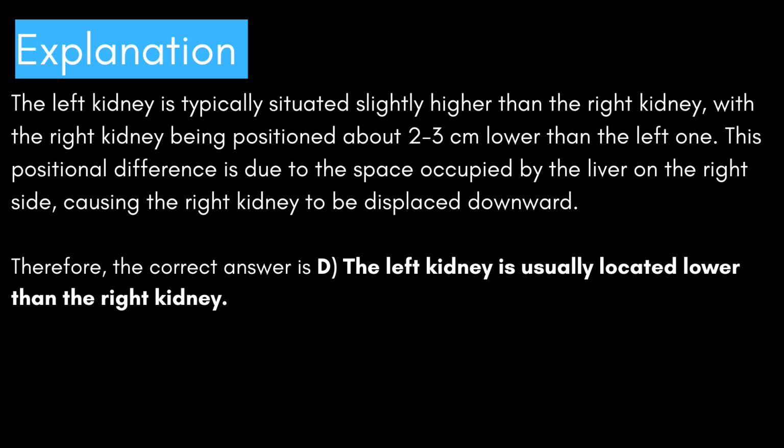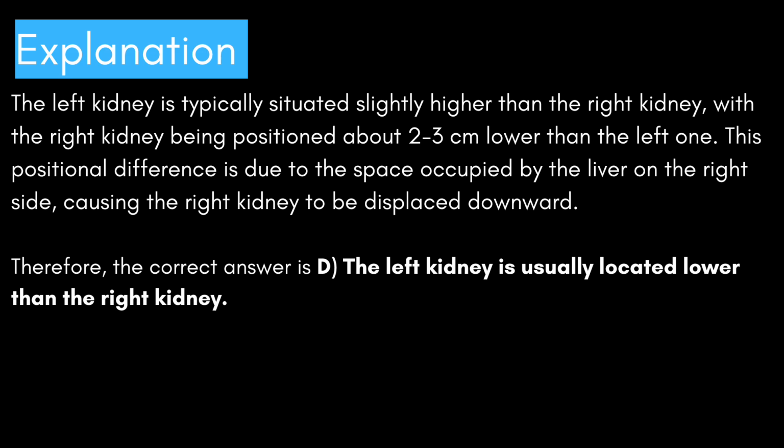being positioned about 2 to 3 centimeters lower than the left one. This positional difference is due to the space occupied by the liver on the right side, causing the right kidney to be displaced downward. Therefore, the correct answer is D. The left kidney is usually located lower than the right kidney.